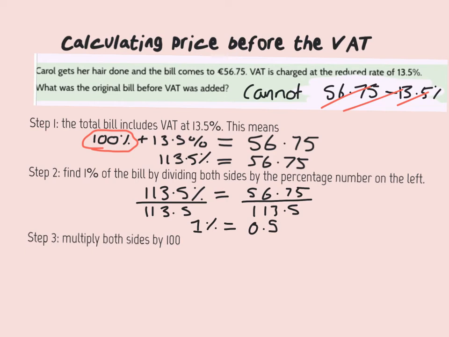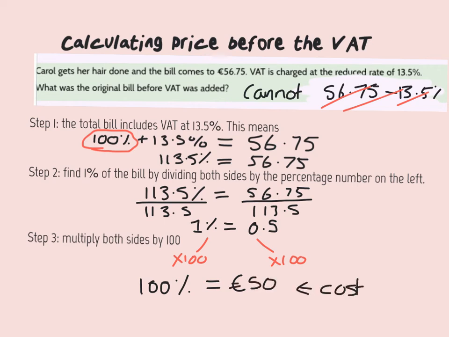And then my very last step, I'm going to multiply both sides of this by 100, because remember, if I do it to one side, I have to do it to the other. And what I get then is, well, 1% by 100 gives me 100%, and 0.5 by 100 will give me €50, and that's my cost. Now, just to revert back up here, if you tried 56.75 minus 13.5% on your calculator, you will not get €50. So you can check that yourself.